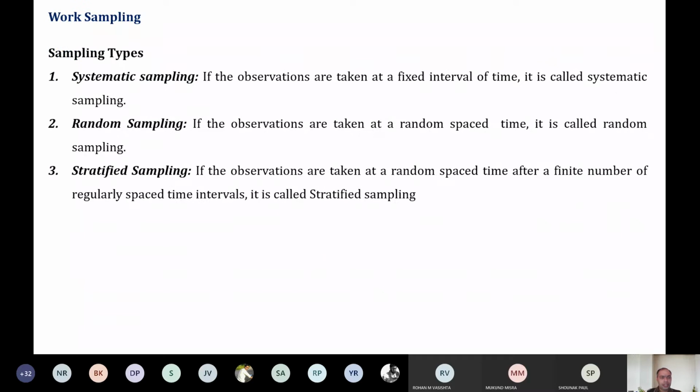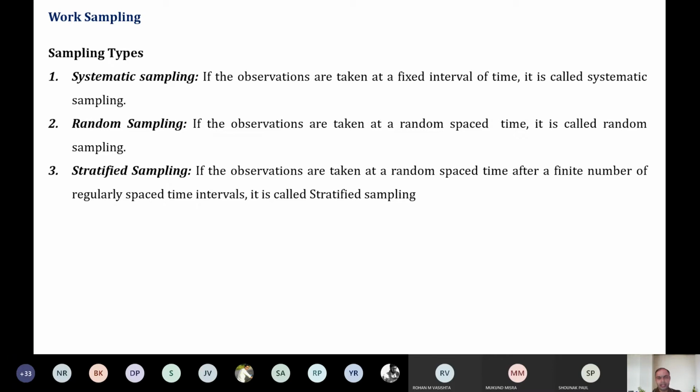Okay, the sampling techniques are classified into three types. One is systematic sampling, the second is random sampling, and the third is stratified sampling. Systematic sampling depends upon the duration of sampling. Say, for example, you are conducting an experiment in fluid mechanics or thermal engineering, and you are going to take the readings every 10 minutes, for every 10 minutes in a fluid mechanics lab.